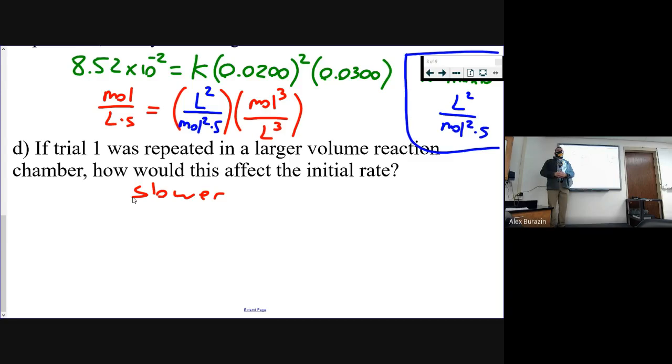What needs to happen in order for a chemical reaction to occur? They need to collide. And if there's more space, correct, the likelihood of collision is less. There's going to be less collisions with a bigger volume or more space, which would also slow it down. So I would accept either of those answers. Those are both great. Okay, so slower, I would say less collisions.